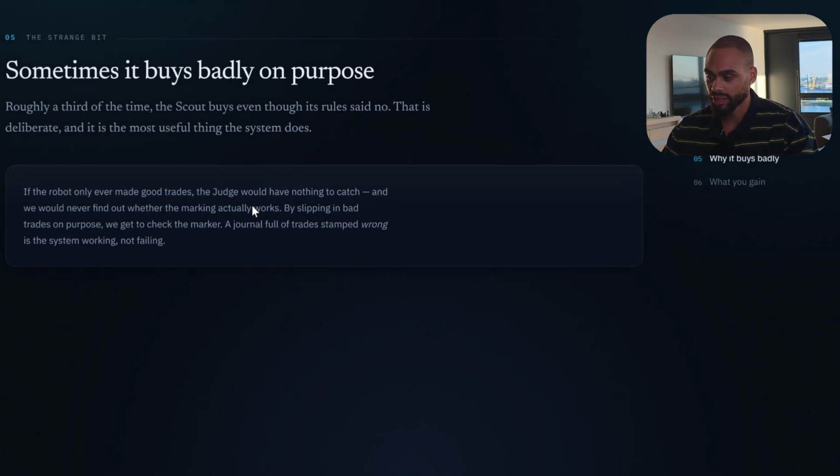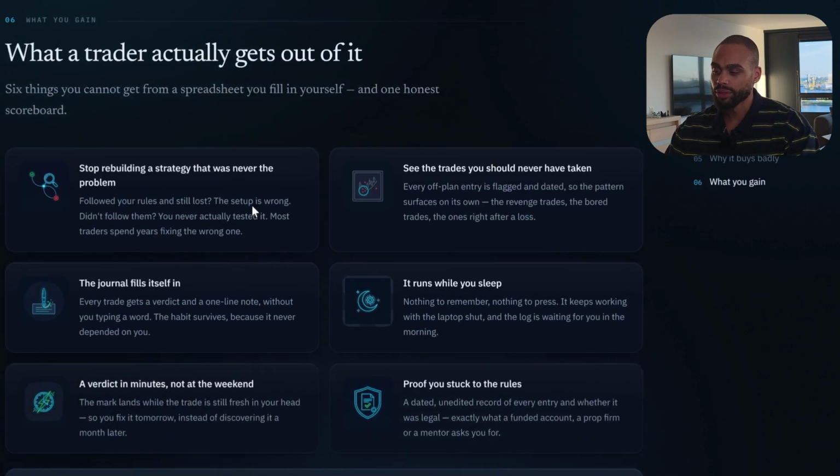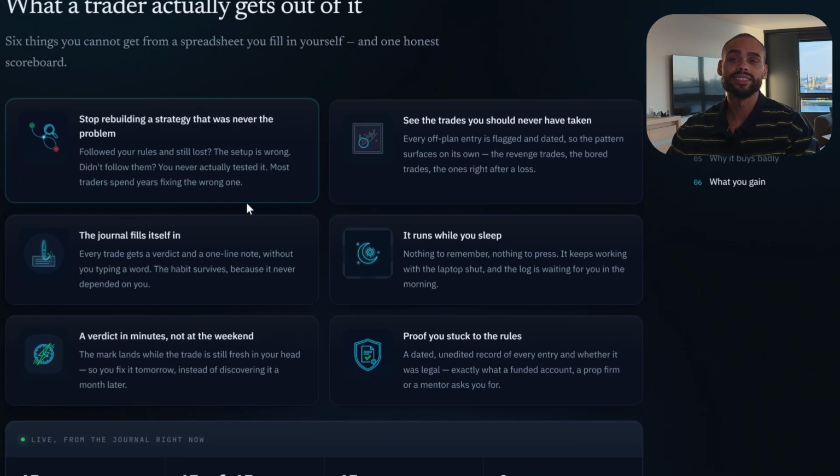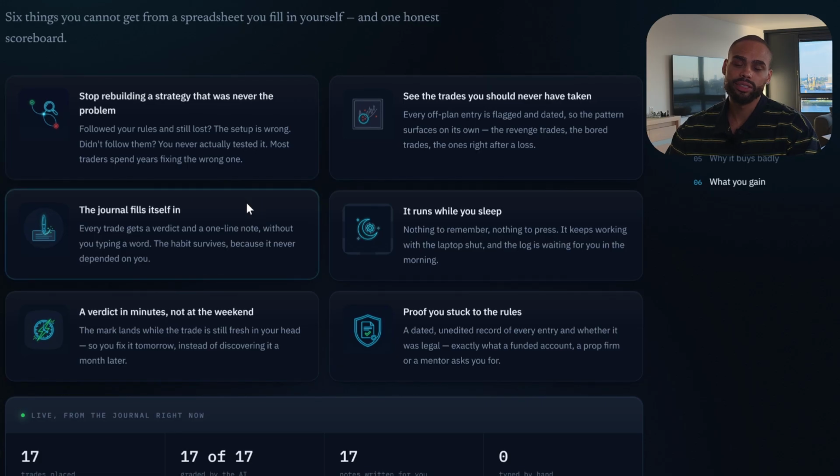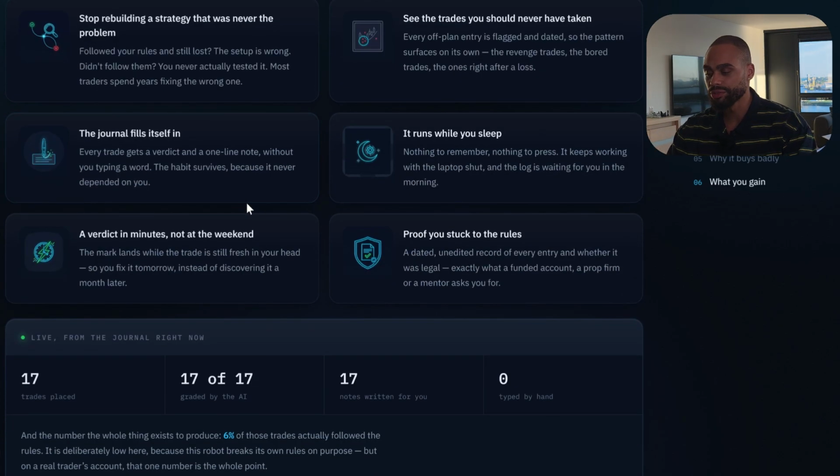Finally, some results and benefits. What you gain as a trader: you can stop rebuilding the strategy. That was never the problem. The problem was that you didn't stick to journaling the strategy and analyzing the journal. You can see the trades that you should have never taken. The journal fills itself in and it runs while you sleep, while you go off to the groceries, while you go and do other stuff. You have a verdict in minutes, not at the weekend, and you have proof you stuck to the rules.